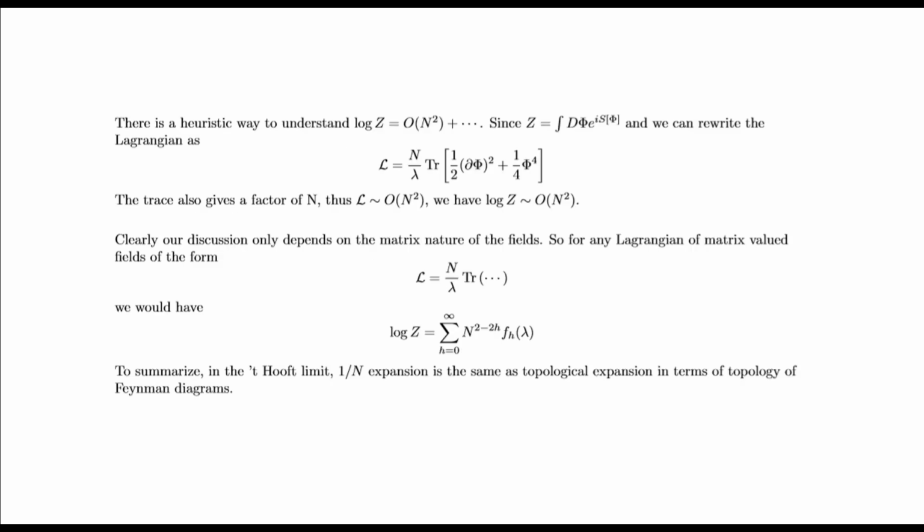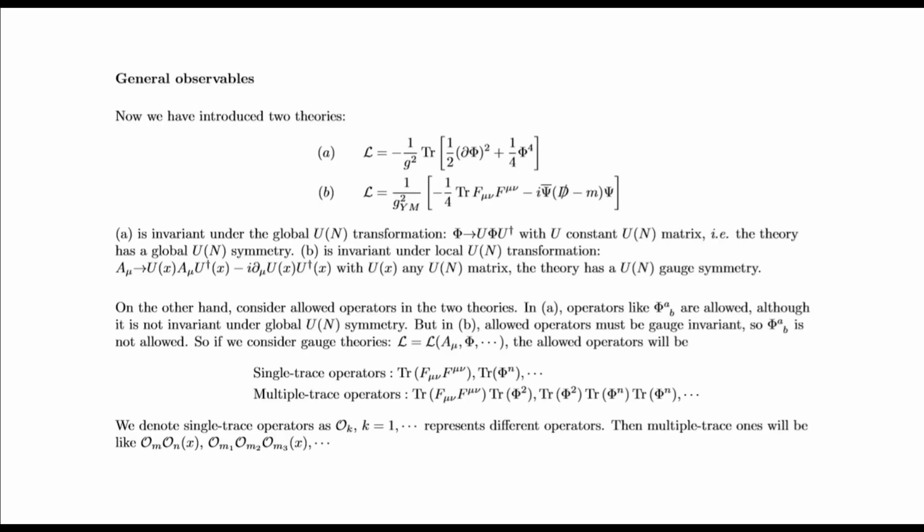There is a heuristic way to understand log Z. Since Z is this, we can rewrite the Lagrangian as this. The trace also gives a factor of N, so the Lagrangian is O(N squared). We have log Z is O(N squared). Clearly, our discussion only depends on the matrix nature of the field. So for any Lagrangian of a matrix valued field of this form, we would have this. To summarize, in the 't Hooft limit, the 1 per N expansion is the same as the topological expansion in terms of the topology of Feynman diagrams. General observables.